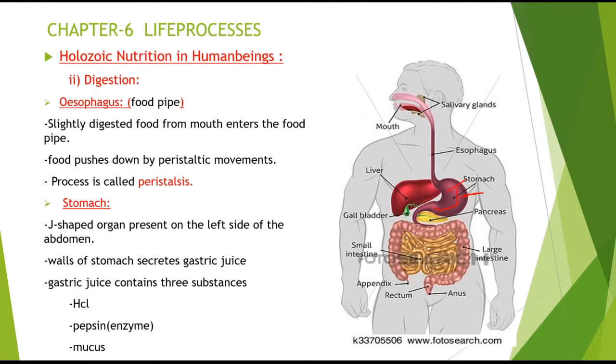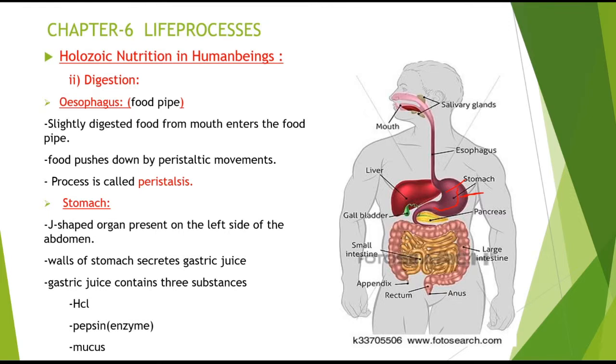And the mucus, what is the use of the mucus, children? This mucus protects the inner lining of the stomach from the HCl, and it also prevents the over-releasing of hydrochloric acid in the stomach. If the hydrochloric acid is released more in the stomach, this mucus will protect and prevent the over-releasing of the hydrochloric acid, and it also prevents the inner lining of the stomach from spoiling.